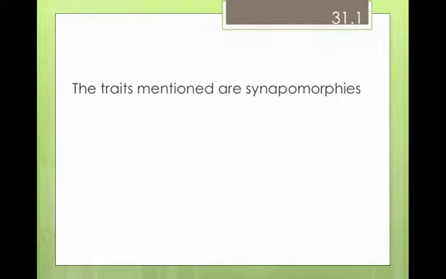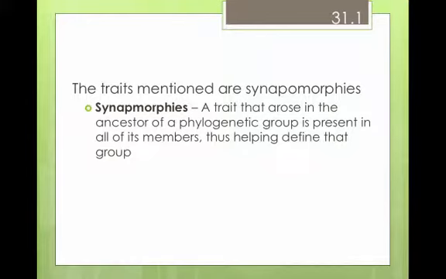Alright, so the traits that were mentioned before are synapomorphies. What are synapomorphies again? They are traits that arose in the ancestor of a phylogenetic group and are present in all of its members. And this is what helps define a group.